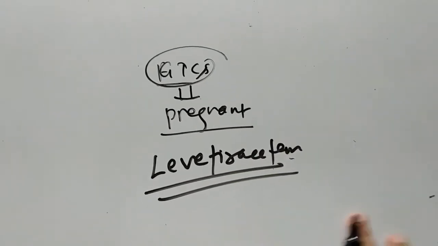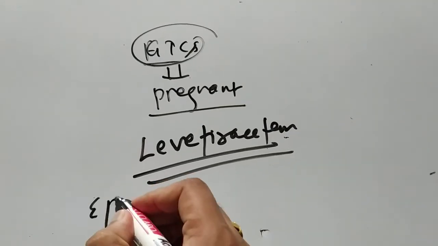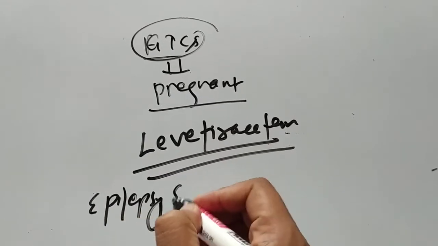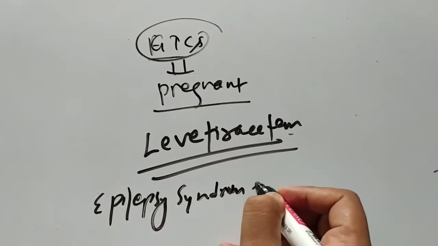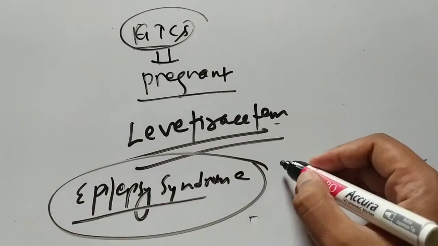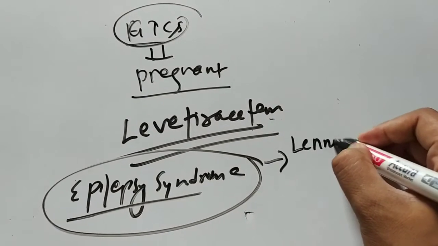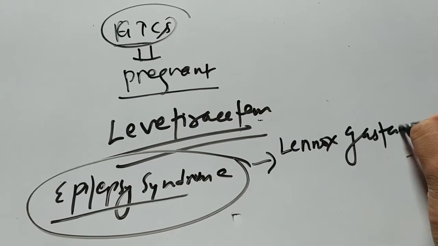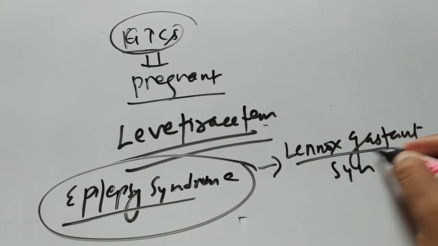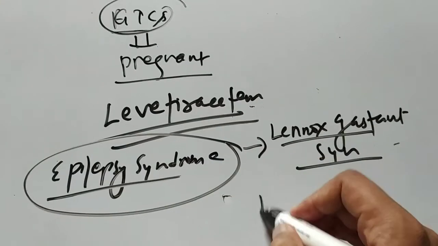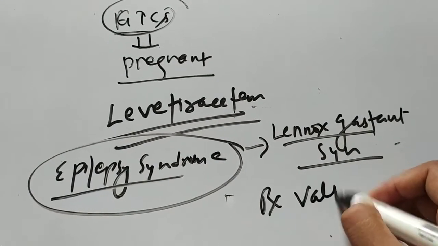Now let's talk about the treatment of the epilepsy syndromes. In the epilepsy syndromes, basically we have three types of syndrome. They are basically the Lennox-Gastaut syndrome, and in the Lennox-Gastaut syndrome, the choice of treatment is valproic acid.